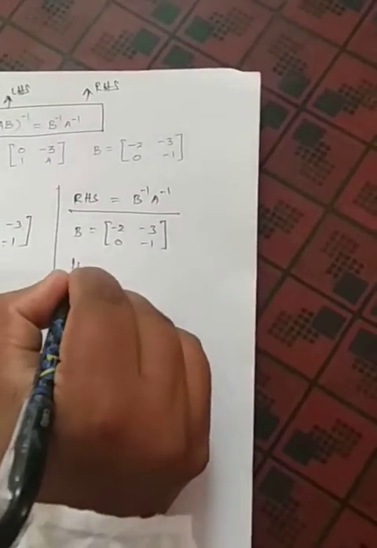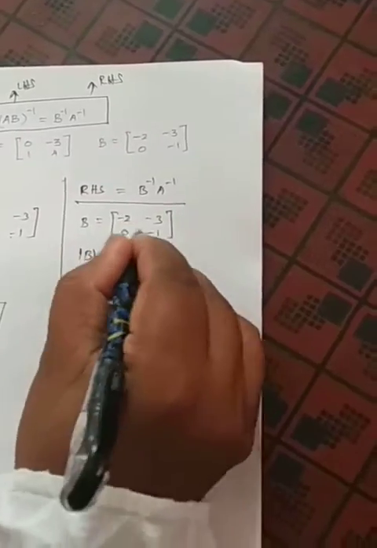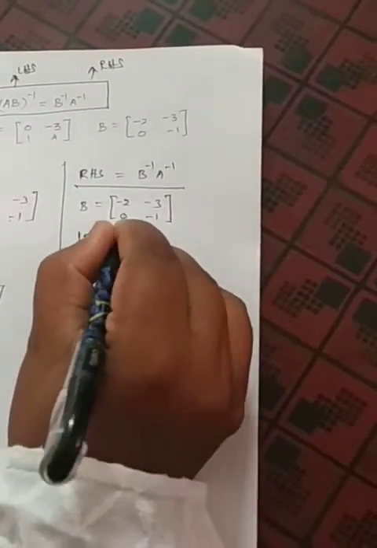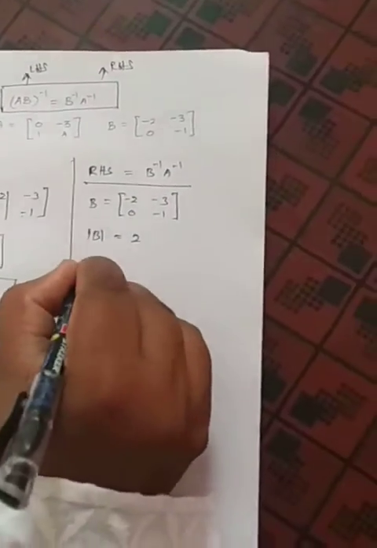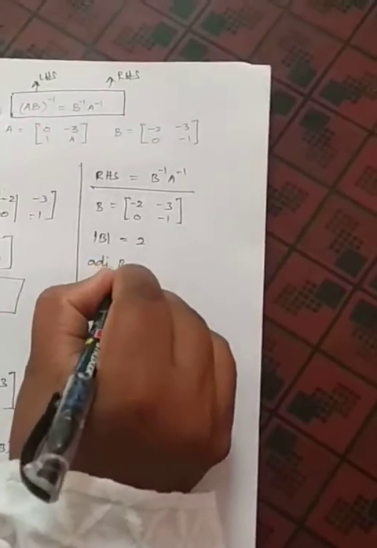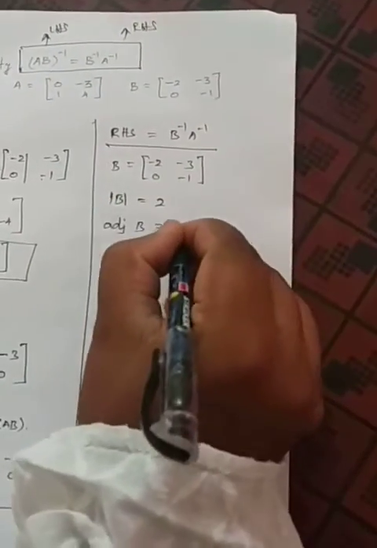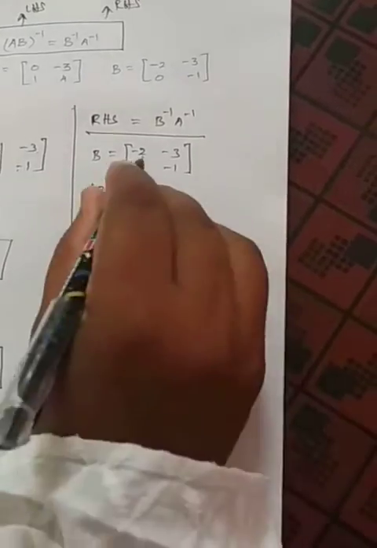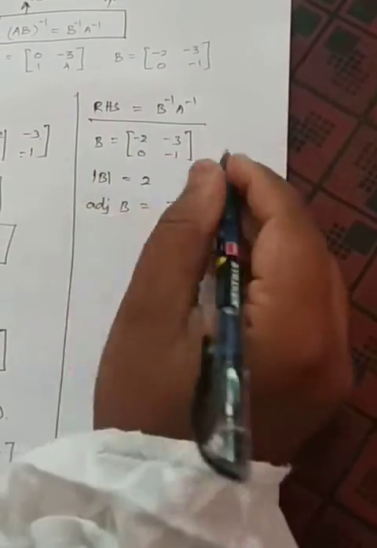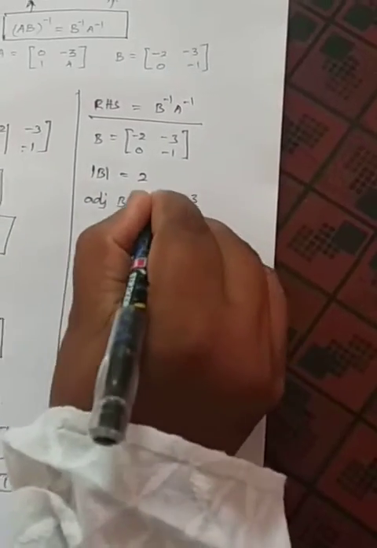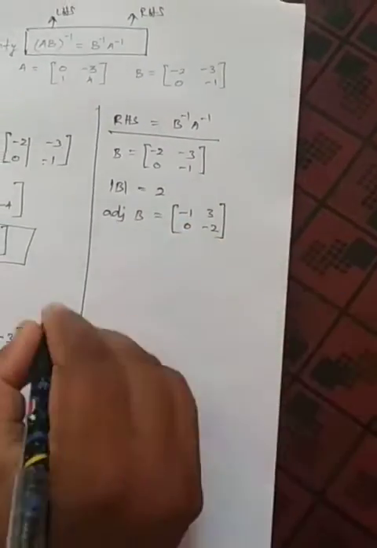So determinant B you need to find, that is minus into minus, plus 2 ones are 2. This is 0, leave it off. The next one, adjoint of B you find it, exchange this one. So minus 1, minus 2, diagonal, anti-diagonal, change the sign. Minus will become plus here, so plus 3. 0 is not having sign, so that's why you will write 0 as such. That's the thing we are getting.